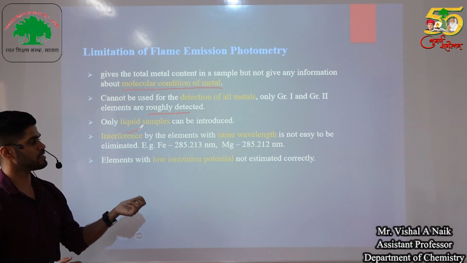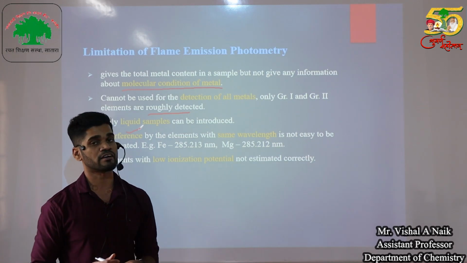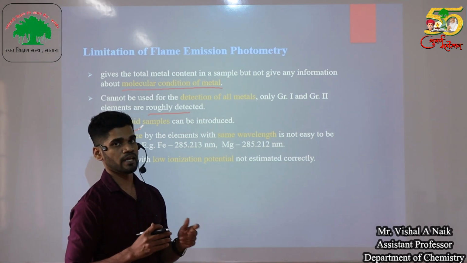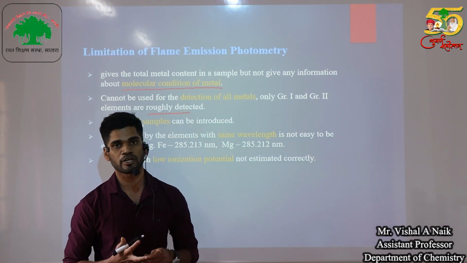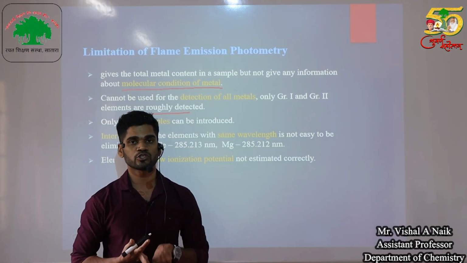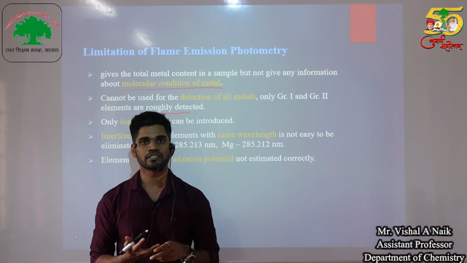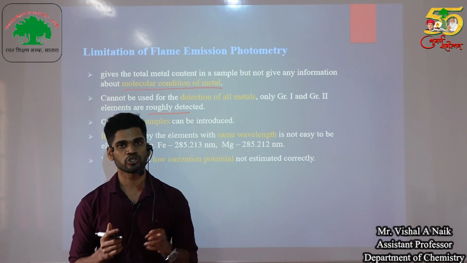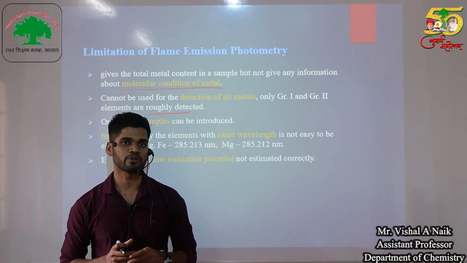And the last limitation is that elements with low ionization potential are not estimated correctly. Today we discussed the instrumentation part and the types of burners in the flame emission spectrometer. Then the applications of the flame emission spectrometer, which are generally quantitative and qualitative, and the limitations of the flame emission spectrometer. So we stop our today's video.